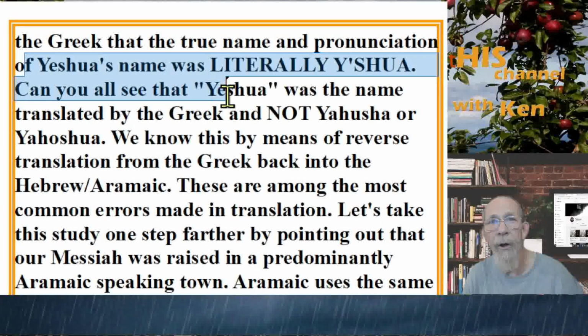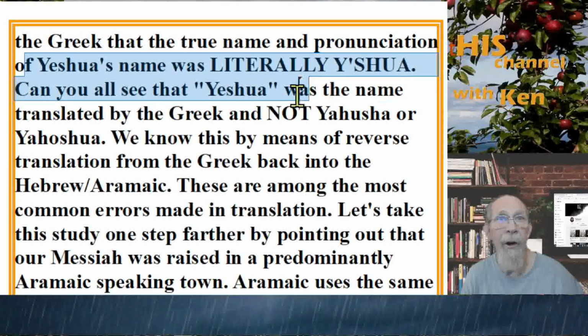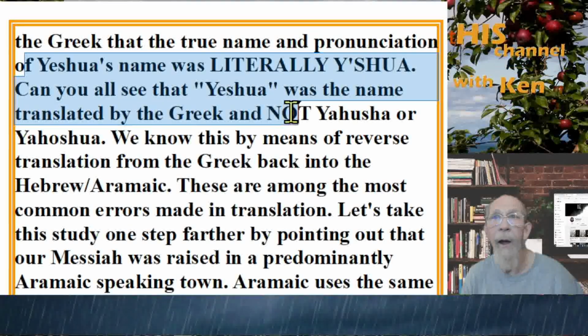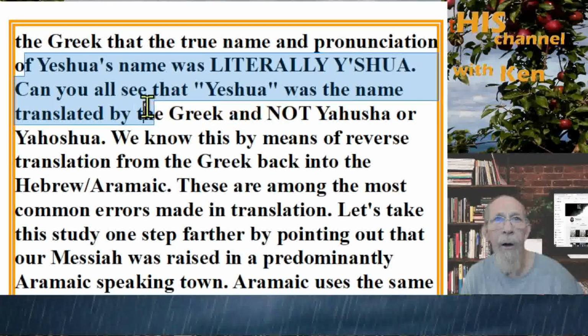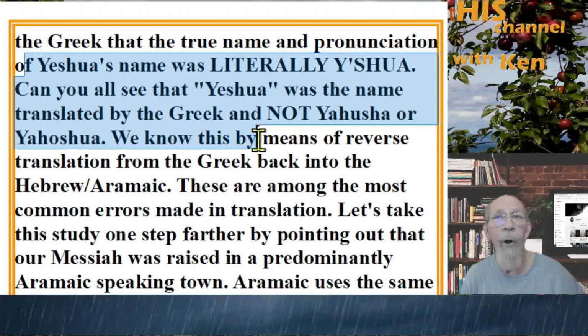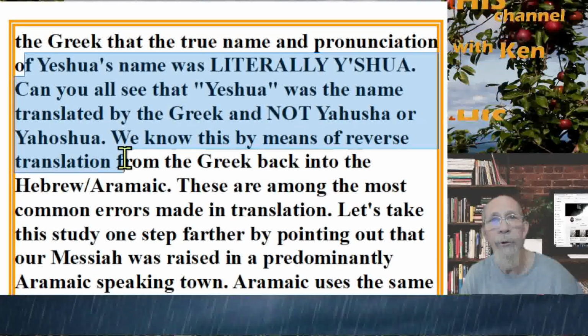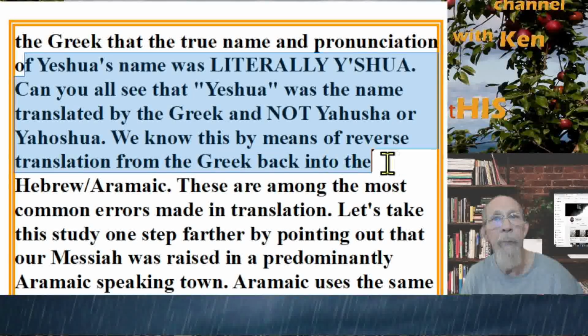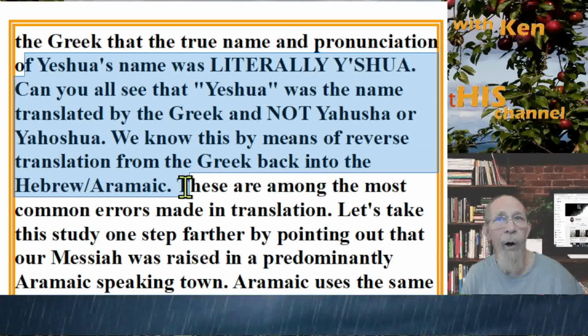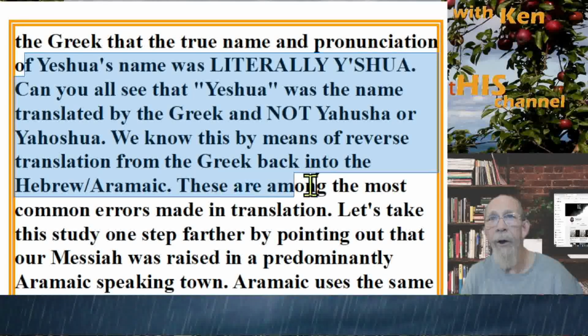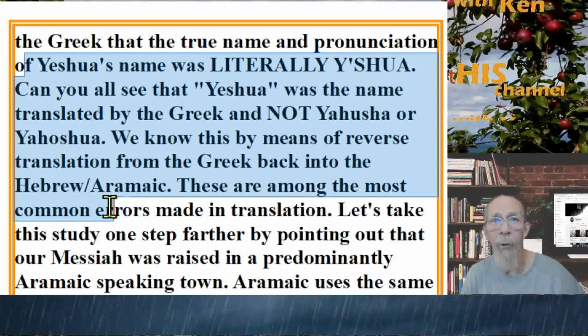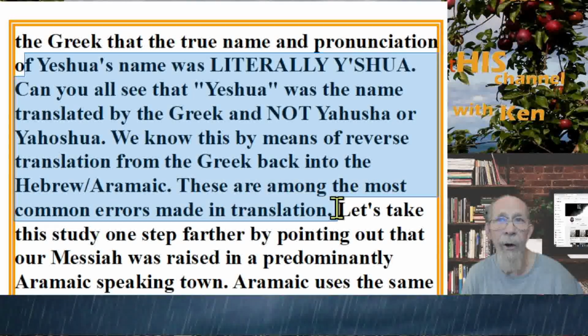Can you all see that Yeshua was the name translated by Greek and not Yahusha or Yahoshua? We know this by means of reverse translation from the Greek back into the Hebrew Aramaic. These are among the most common errors made in translation.